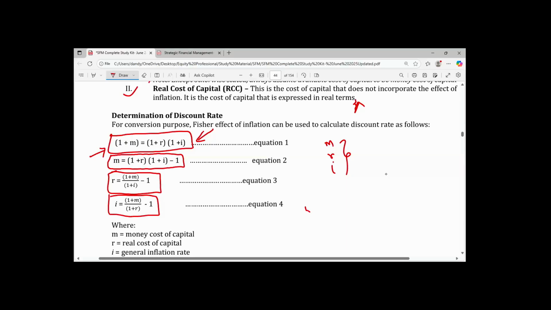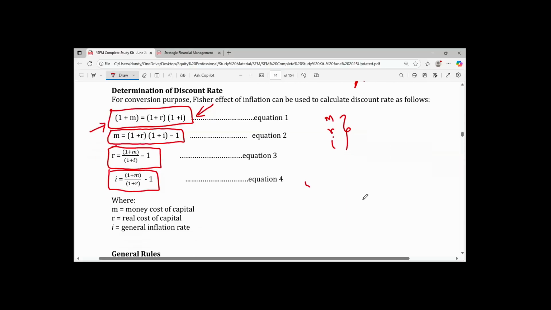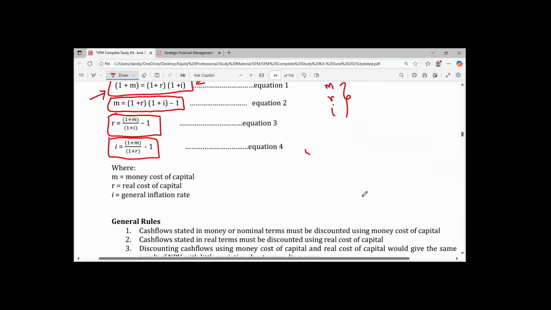as far as inflation in capital budgeting is concerned. But the most common ones that you are likely to need on the day of your exam are the money cost of capital or real cost of capital. So ensure you memorize them because you don't know which one you are going to need. Okay, so that is as per that.